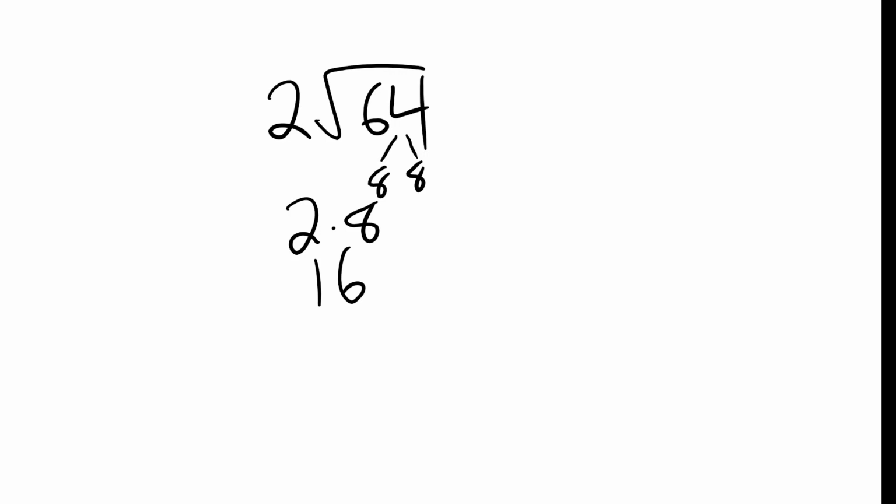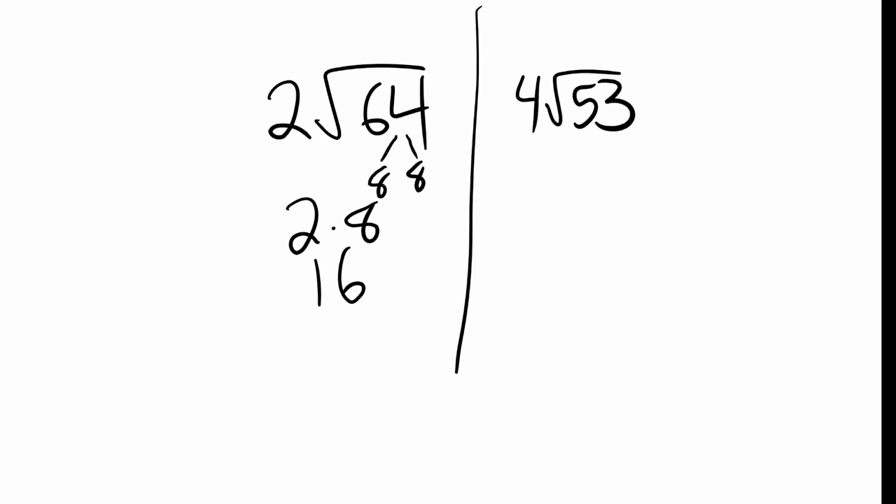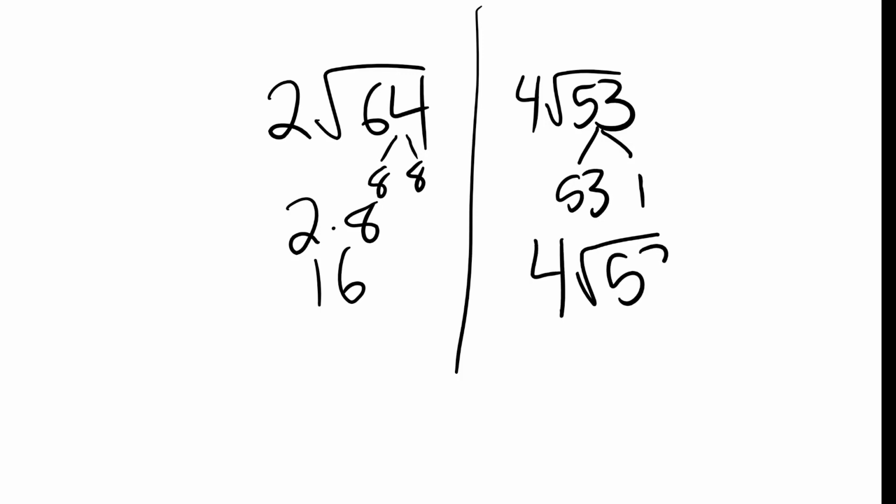Okay, let's try another one with a different feel. Let's do 4 root 53. What goes into 53? 1. Well, 1's boring. 1 goes into everything. 2. No, it's odd, so 2 doesn't go in. 3. No. 4. No. 5. No. 6. Oh. Nothing goes into this, which means this is already factored as much as possible, and the answer is just 4 root 53.